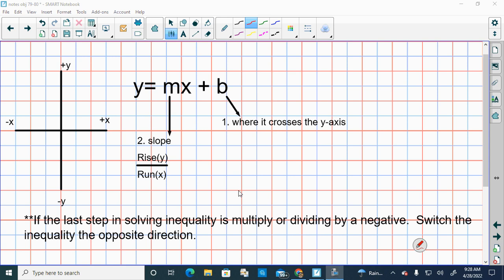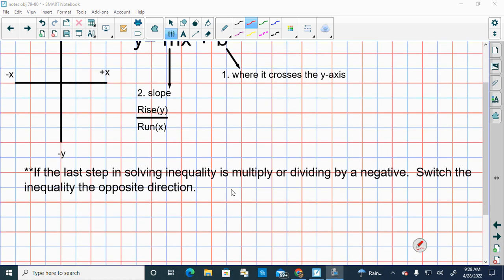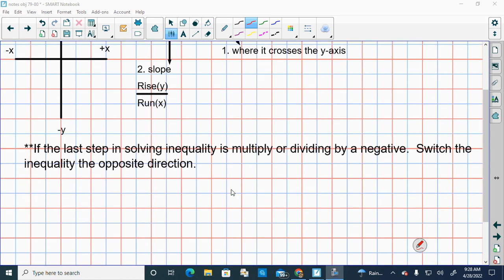Okay, now I'm going to scoot this down so you can see that last part. Okay, and then this says if the last step in solving inequalities, so the greater than, less than, is multiplying or dividing by a negative, that's the only thing that's different from solving equations. When you multiply or divide, the very last step, by a negative, then you've got to switch the inequality to go the opposite way. Otherwise, solving inequalities is the same as it would be with an equal sign.